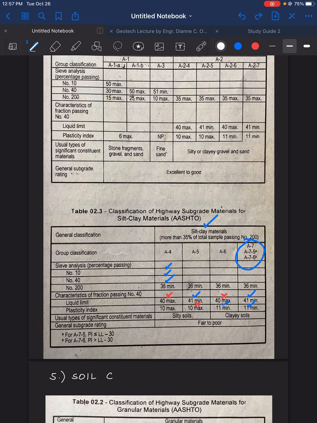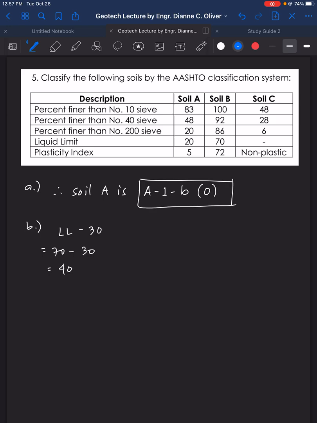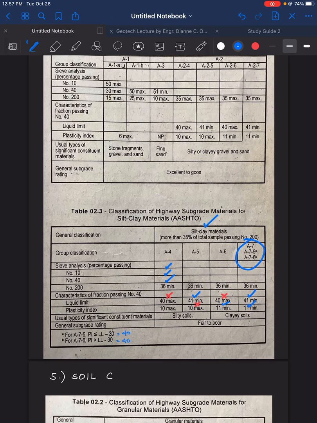Okay, going back to the table. 40. Okay. So if this is 40, this is equal to 40. So which one does fit the criteria? Our PI is 72. PI is 72. So 72 is greater than 40. Therefore, this one here fits the description. A-7-6.